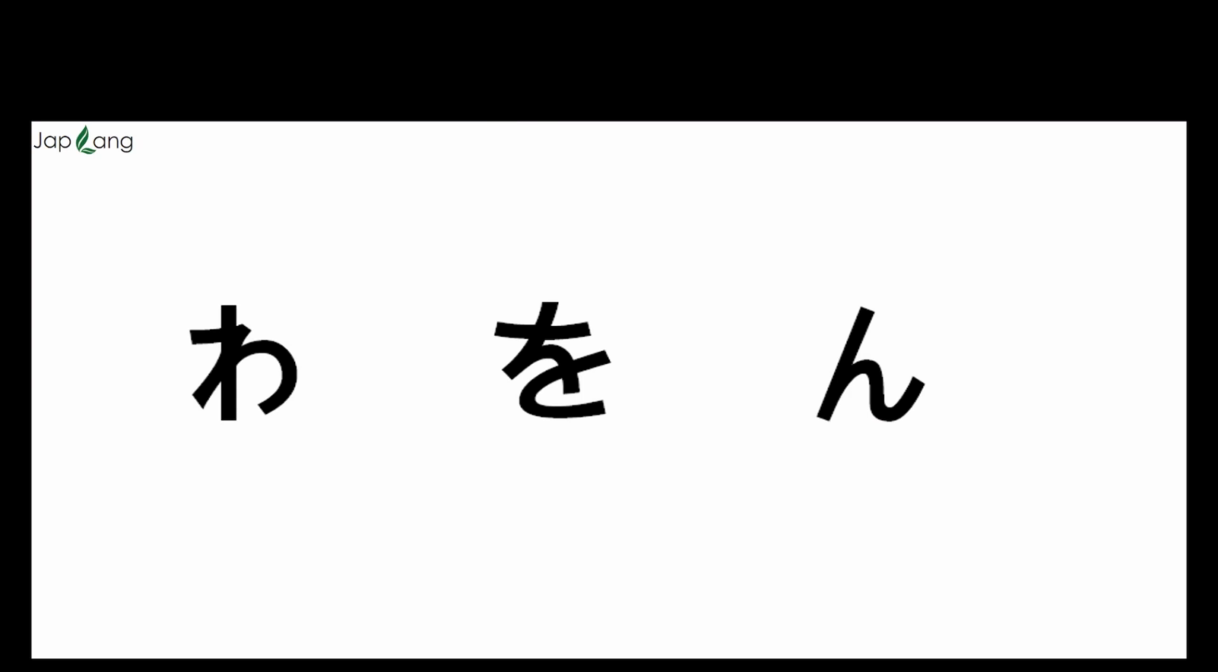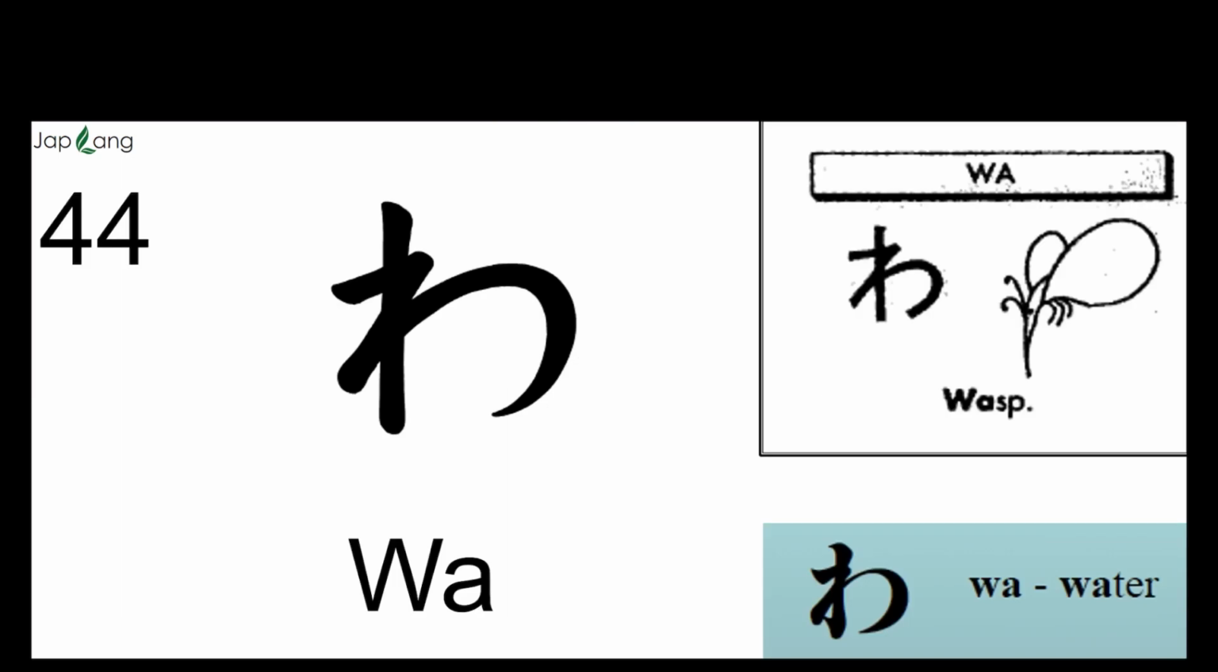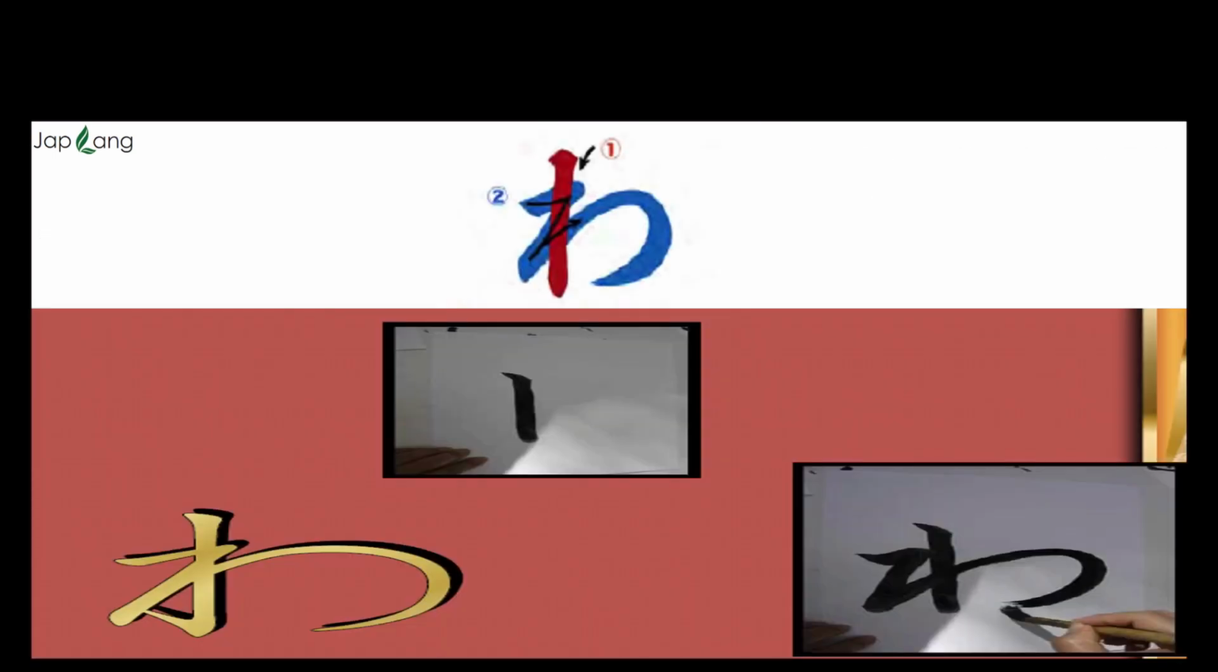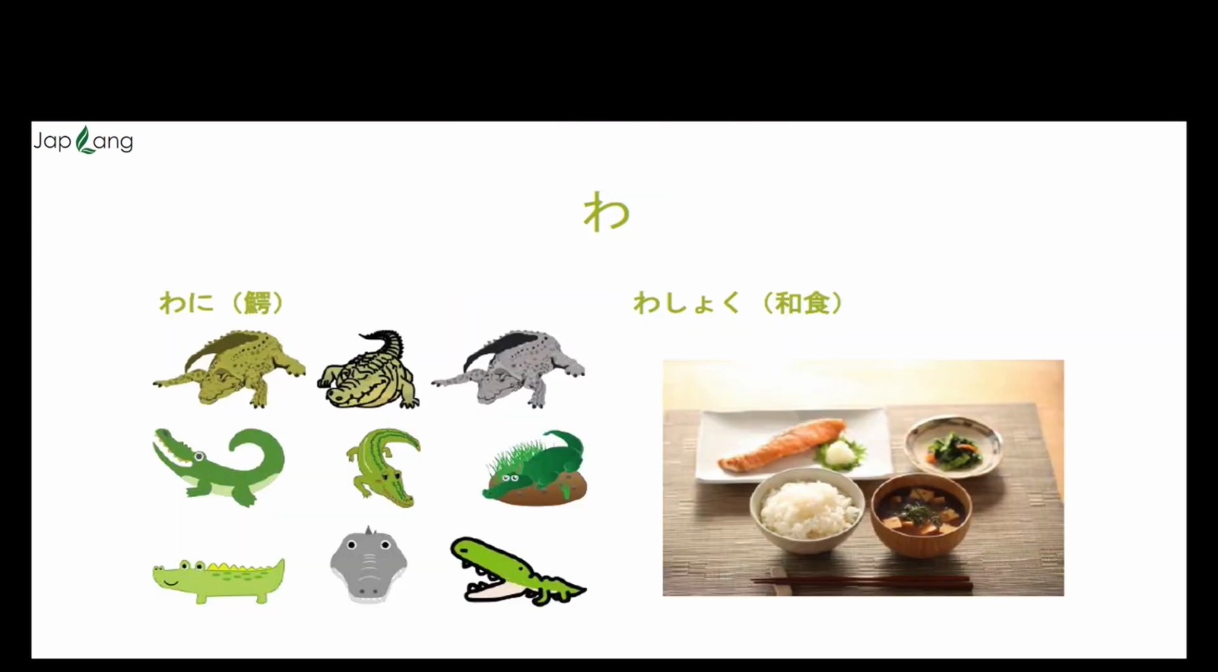Right? And now we learn the last 3 characters, that is wa, o, and n. There is wa. Wa is water, 2-stroke order. Wani, yeah, we say crocodile, wani, as we have. And washoku is Japanese food.